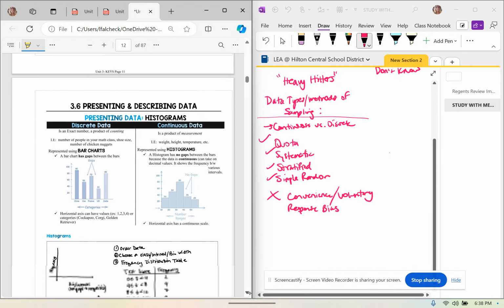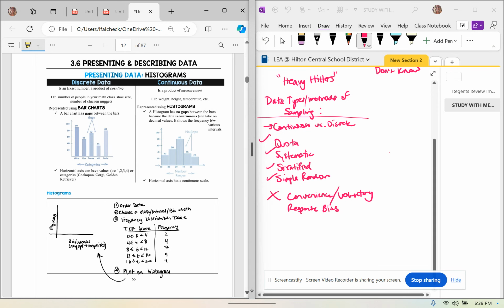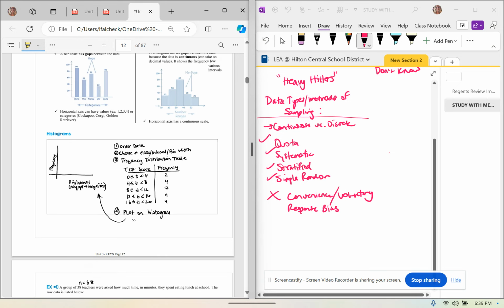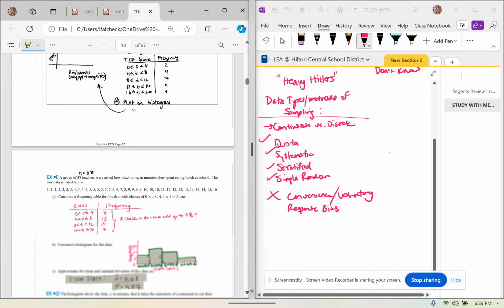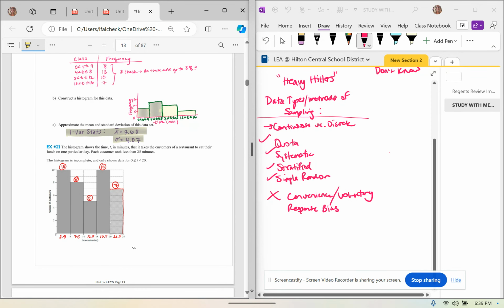So then now we get to 3.6, presenting and describing data. So we could have histograms. These are used for continuous data. This is when we group data into bins or groups, right? And you can generate a frequency column, and then you have your X column in the left. Would you be able to reproduce a histogram if you had to?